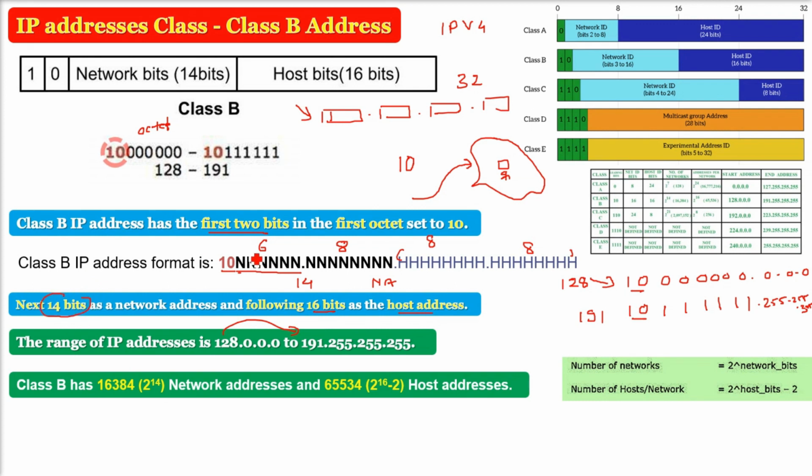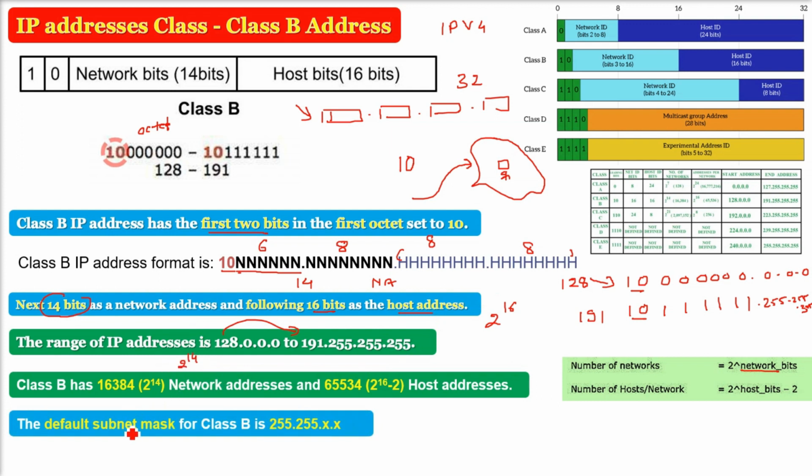And since we have 14 bits for network address, how many networks can be formed using the class B address? It is 2 to the power 14. This is how the number of networks is computed. And how many computers, systems, tablets or computing devices can be put in one network? It can be 2 to the power 16, and you know that the first and the last we cannot use. So it will be 2 to the power 16 minus 2. These are the host addresses it can have in class B address.